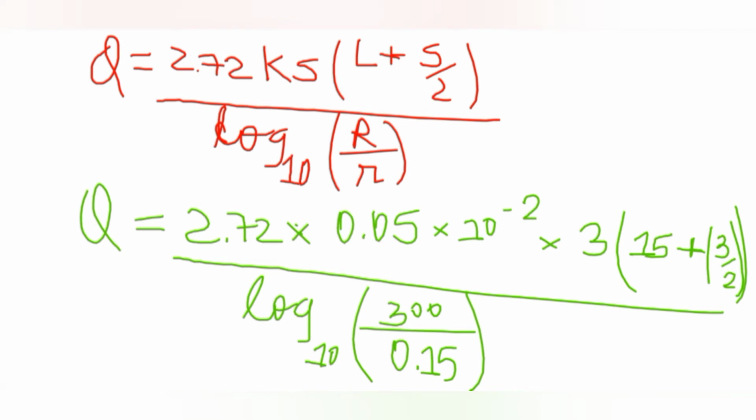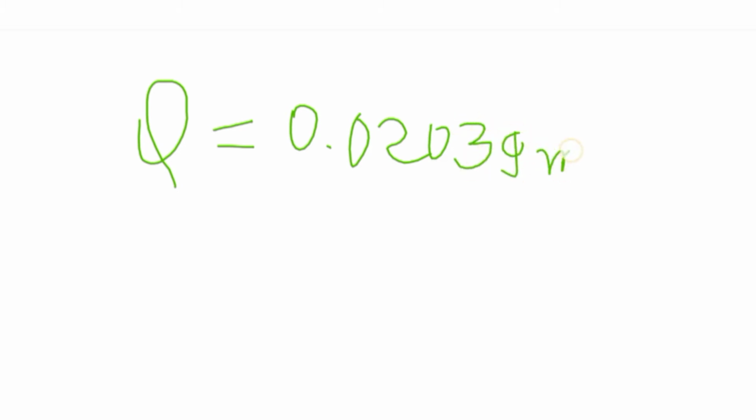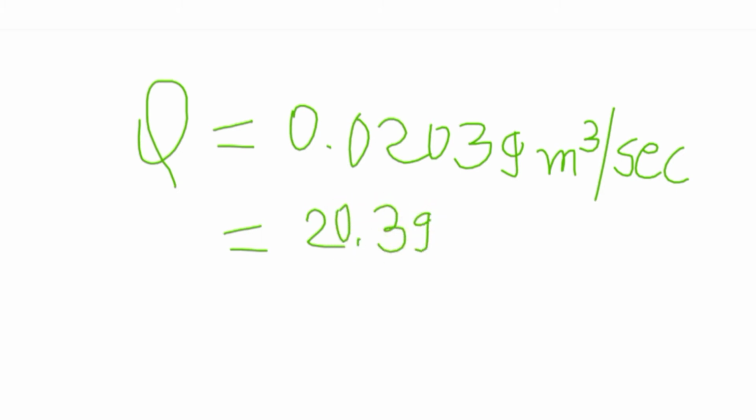So on solving this, we get Q is equal to 0.02039 meter cube per second, and in liters per second it will be 20.39 liter per second.